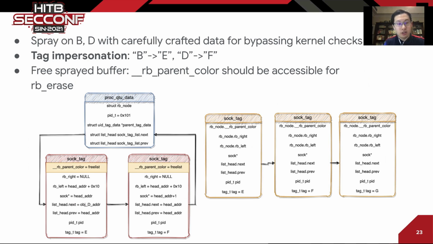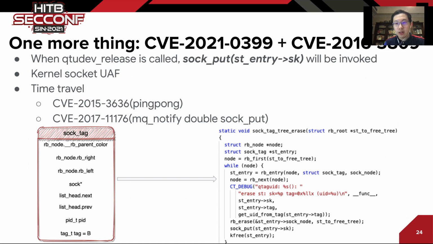By the way, for devices still vulnerable to CVE-2016-3800, exploiting the kernel might be much easier, because we can abuse the sock_put function in the module cleaning up process and corrupt a kernel socket structure. If you do so, you are following the pattern of the ping-pong exploit or other well-known exploits corrupting the socket tag structure.